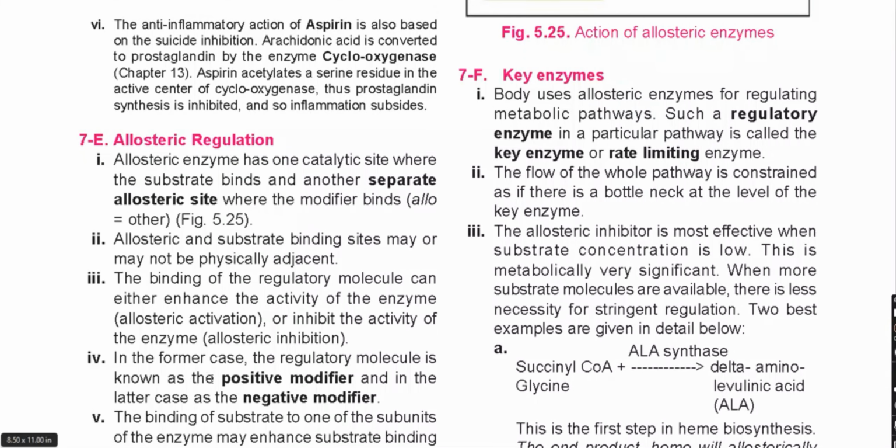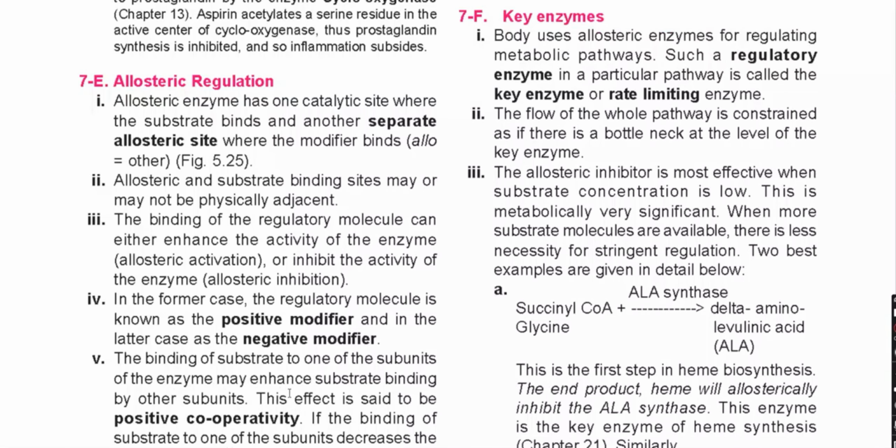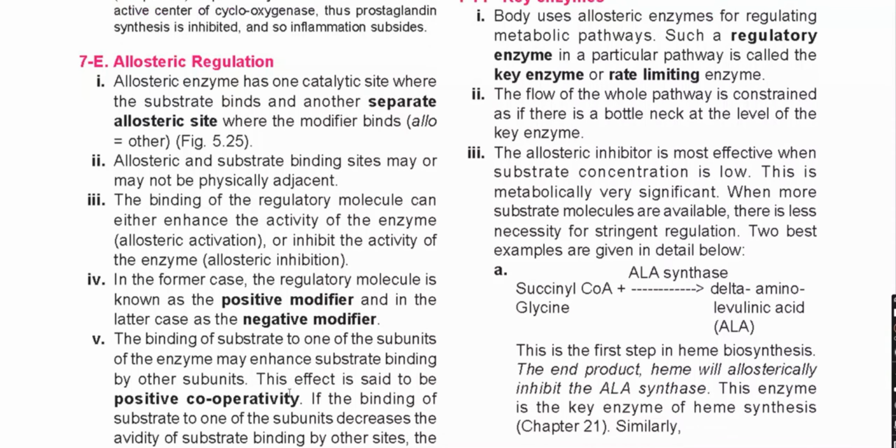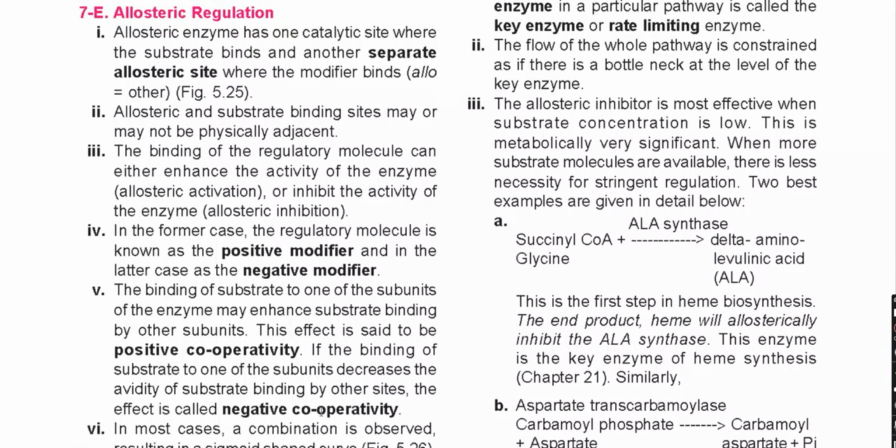The binding of substrate to one of the subunits of the enzyme may enhance the substrate binding by the other subunits. This effect is said to be positive cooperativity. If the binding of substrate to one of the subunits decreases the avidity of substrate binding by other sites, the effect is called negative cooperativity. So in most cases, a combination is observed, resulting in a sigmoid shaped curve.